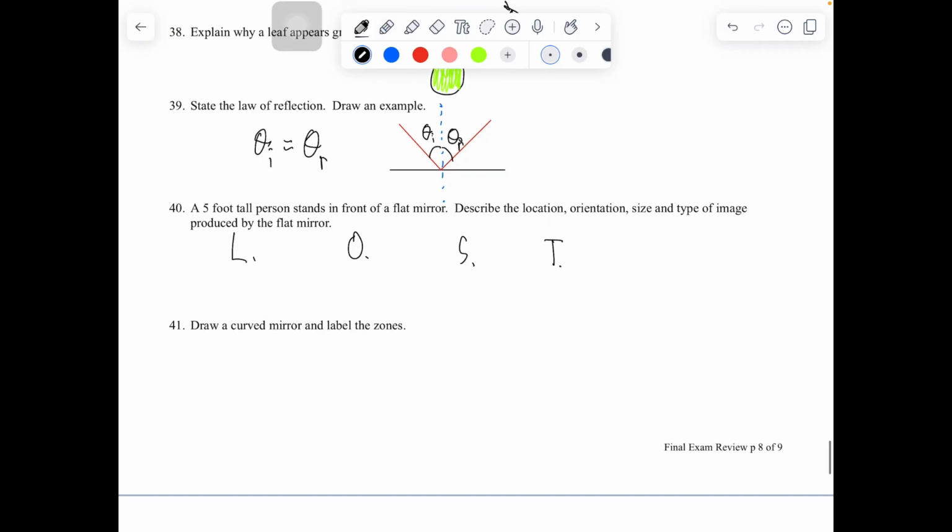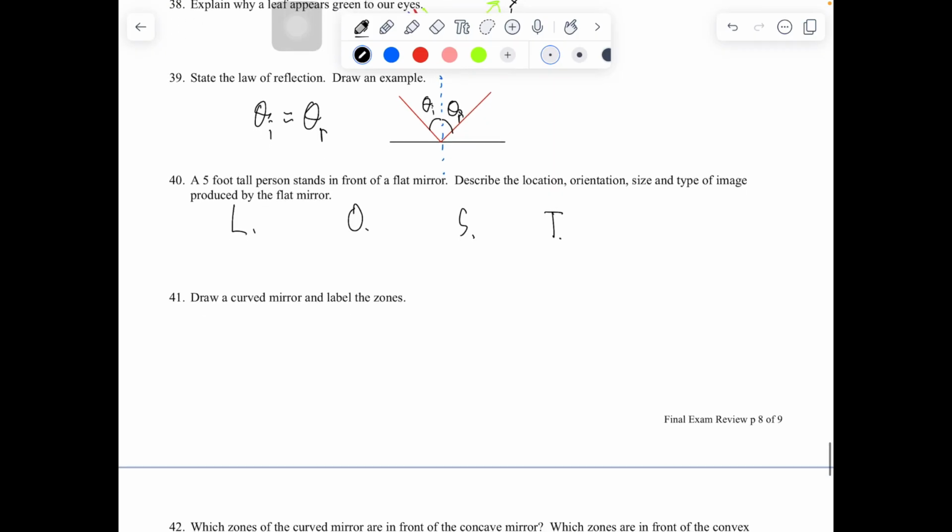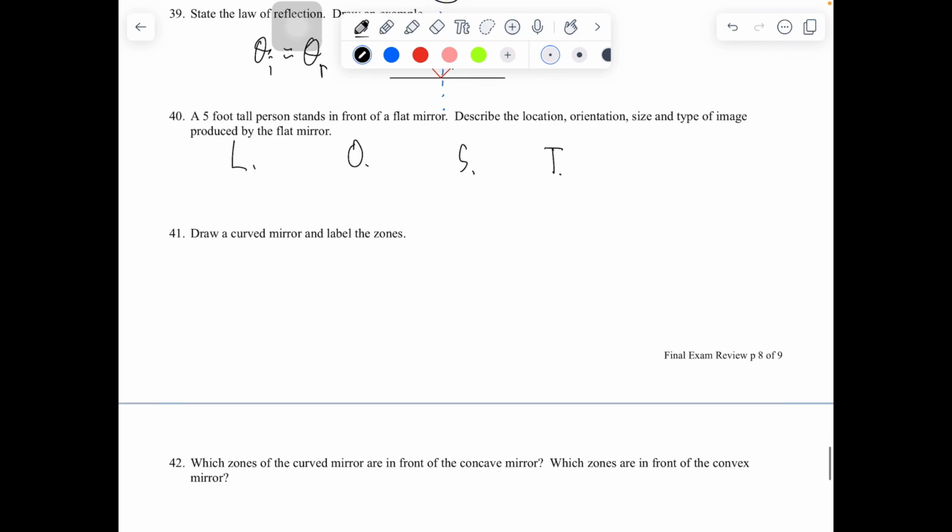Flat mirrors always create virtual images. Number 41. Draw a curved mirror and label the zones. Let's do it. We'll start out like this. Let's draw in our curved mirror. We can label, let's say our focus is right here.